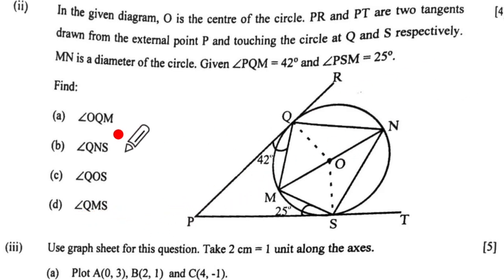Now it's a 4-mark question. For each one of these we will be given 1 mark. So even if something is missing over here, your teacher can just slash your mark. Let us look at the solution.